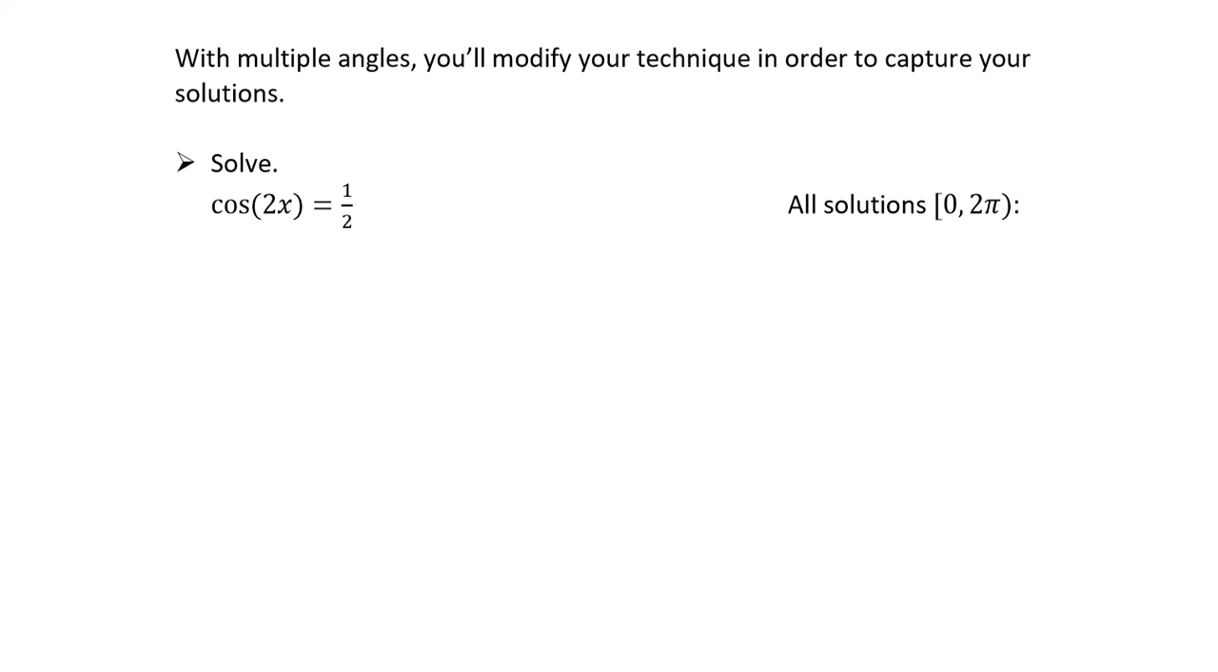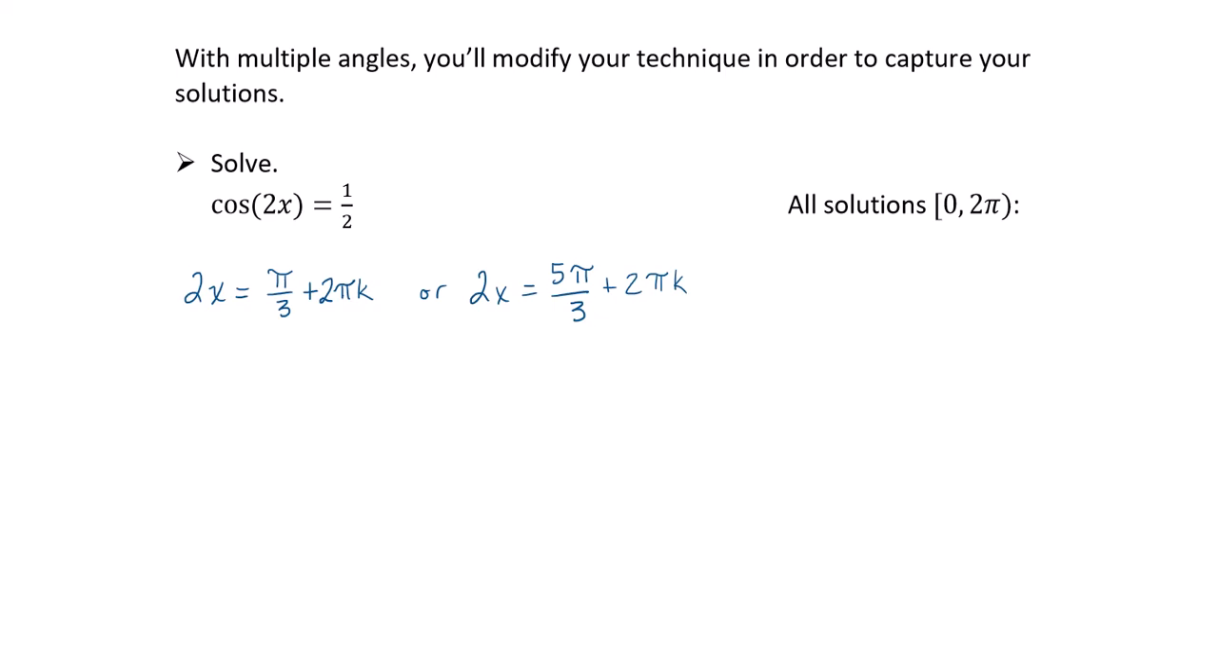Let's solve cosine of 2x equals 1/2. Well, we've already solved for cosine of the angle, so where would the cosine of that angle equal 1/2? That's going to be at pi over 3, or we could also have at 5 pi over 3. Now this is where we have to modify a little bit. I'm going to go ahead and capture all solutions by adding 2 pi k at this step.